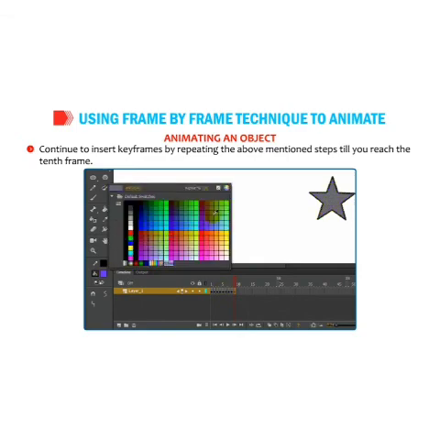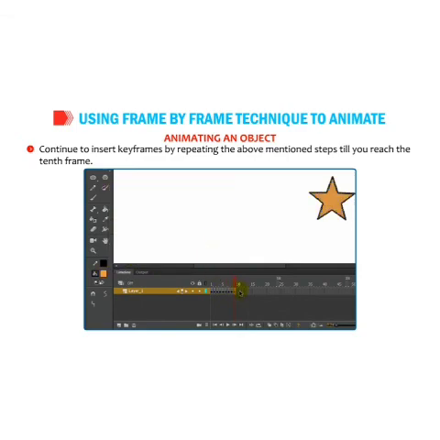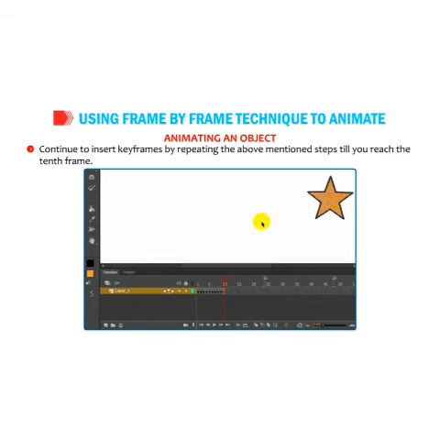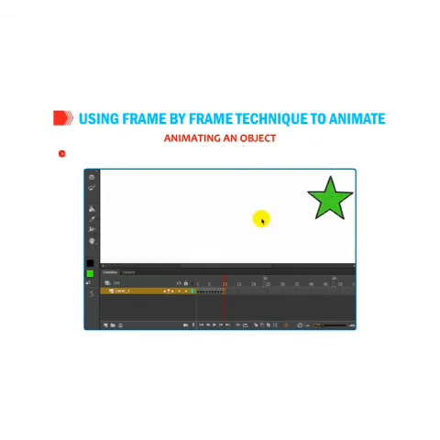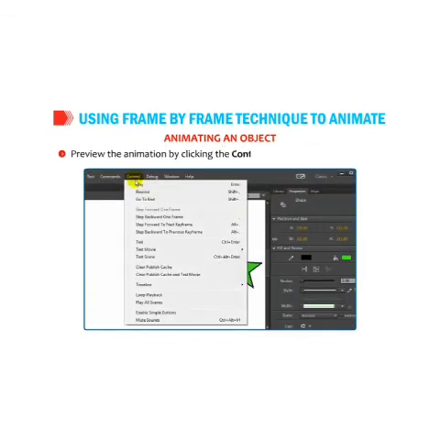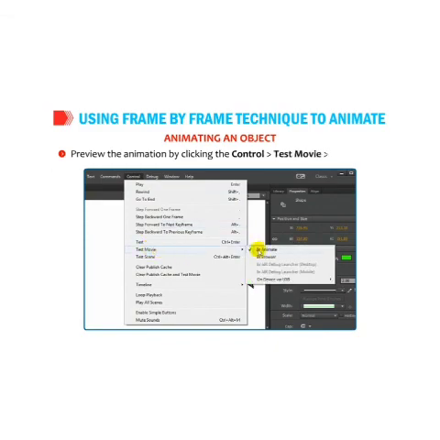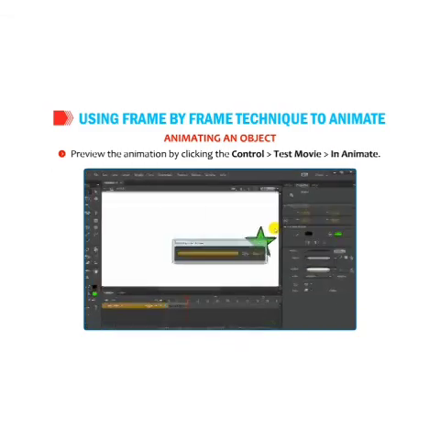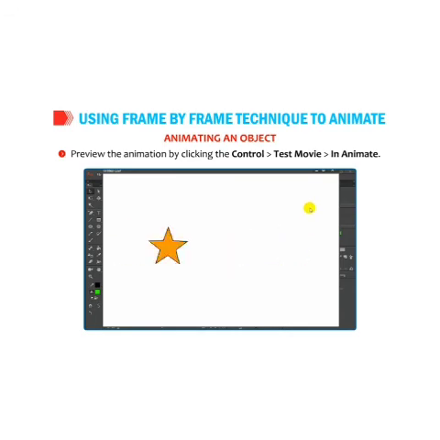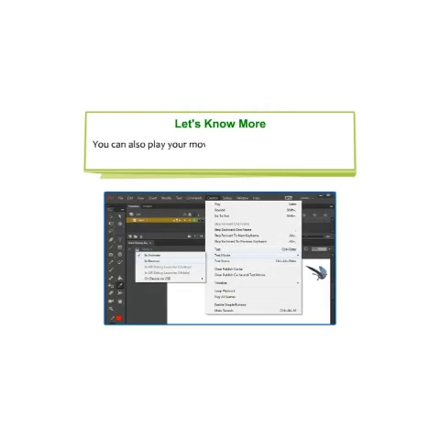Now again you will change the color, then again till the 10th frame, then preview the animation by clicking on the control and test movie in Animate. Now as you can see on the screen, this star is changing its position with the color. So let's know one more fact: you can also play your movie in a browser by clicking on the control and then test movie, then browser.